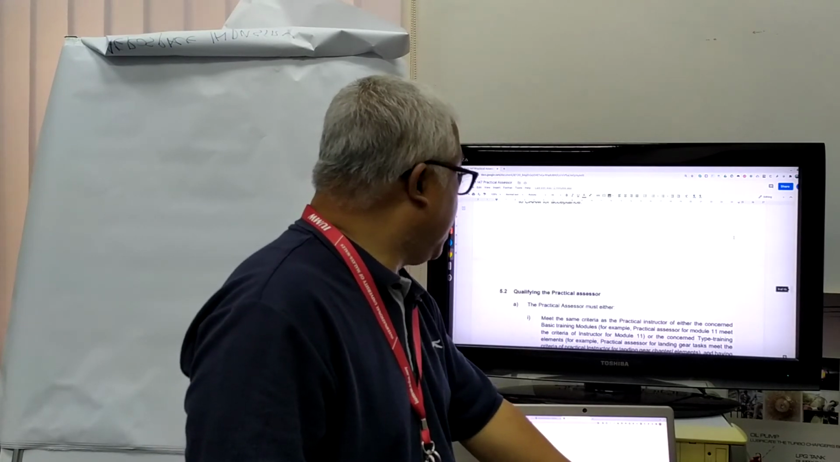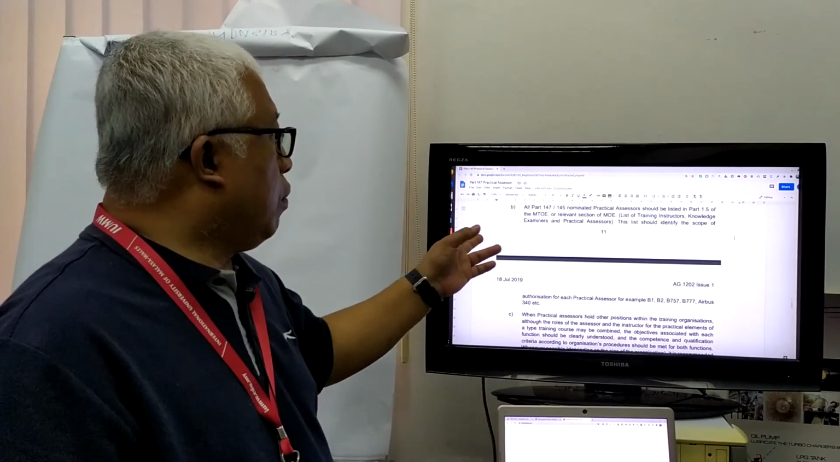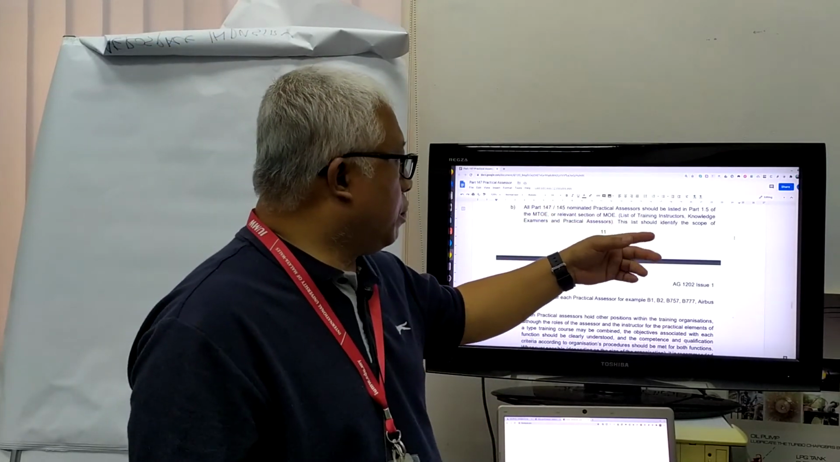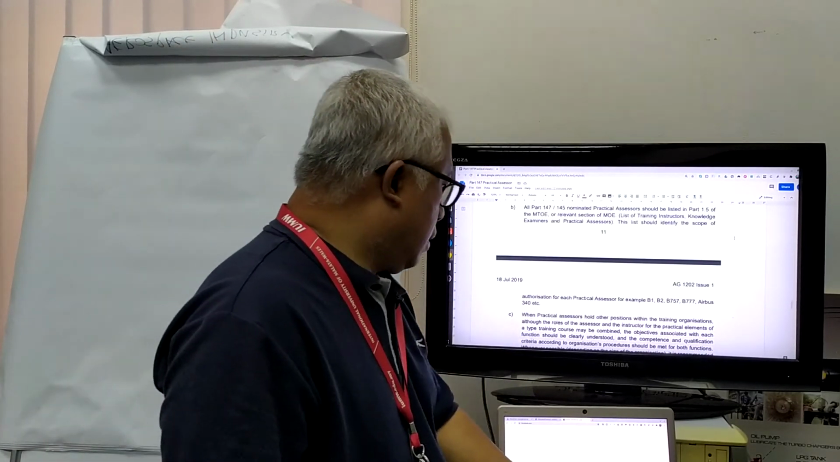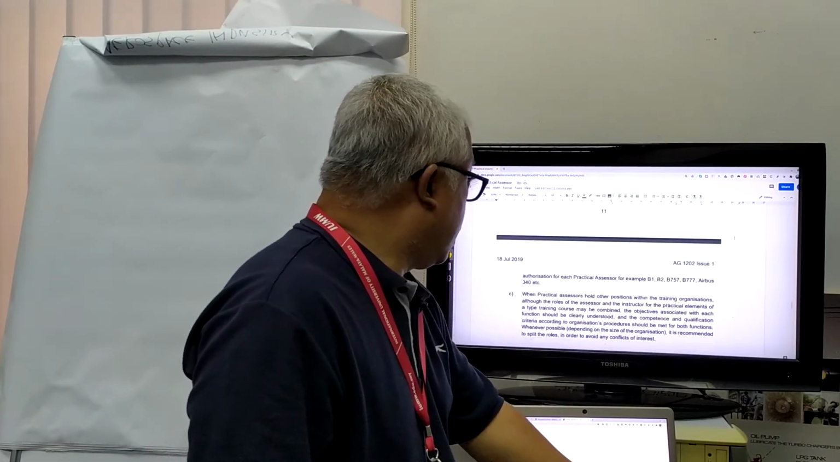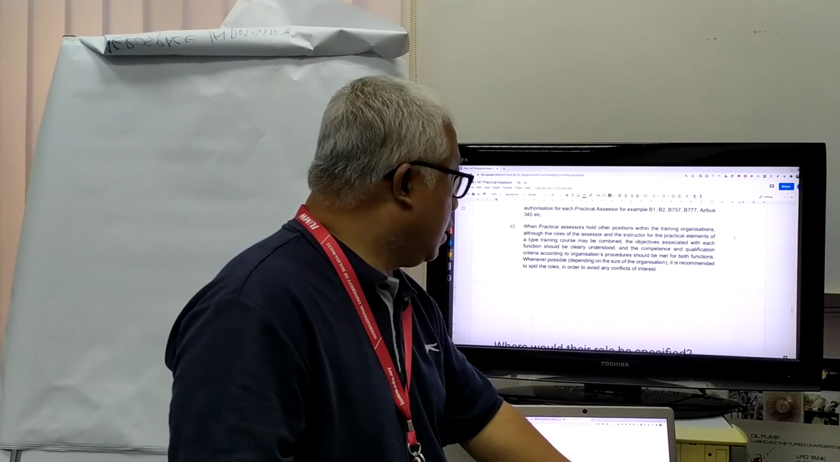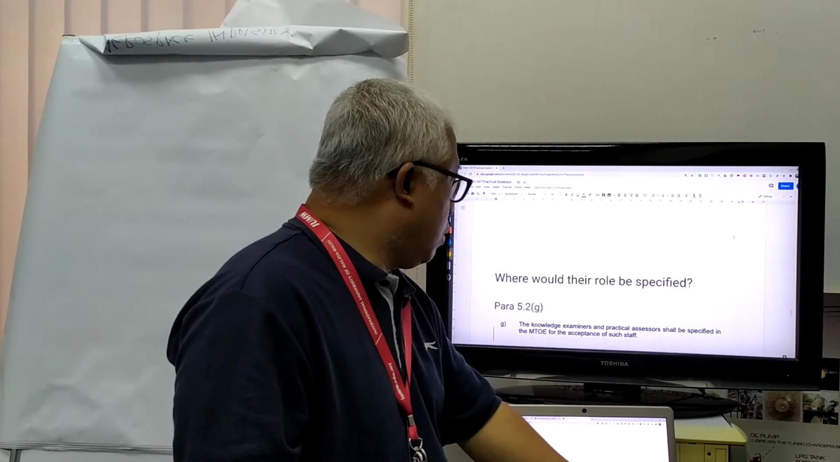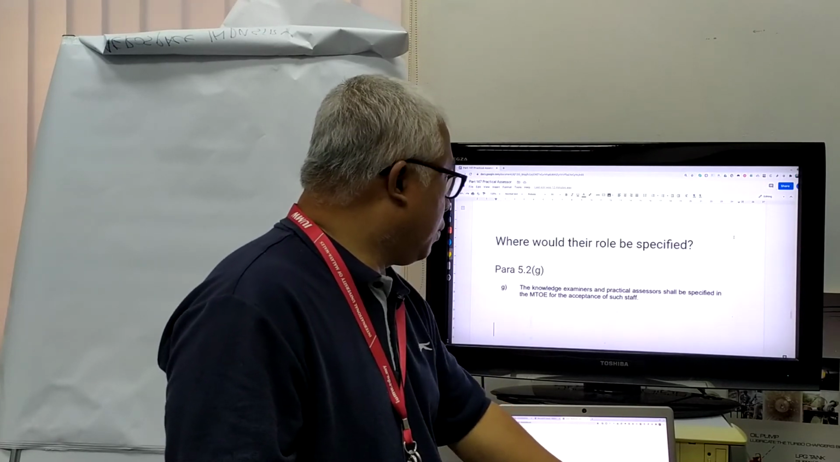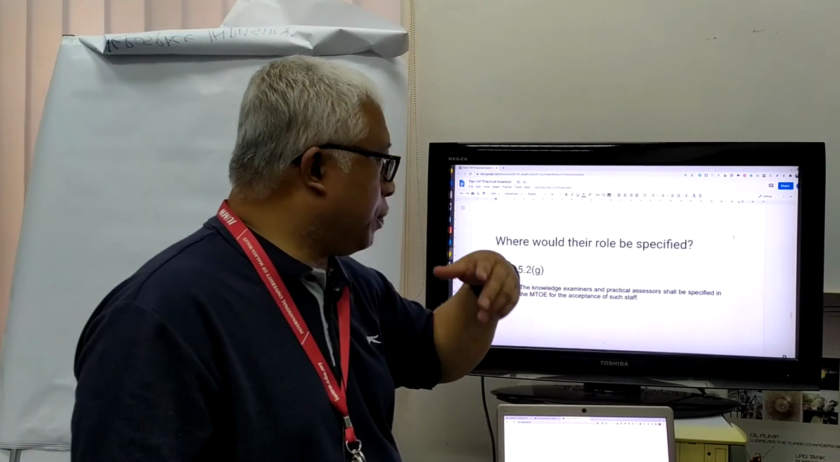And B, all 147, 145 nominated practical assessors should be listed in the MTOE. Then to be detailed, you have to go to AG 1202. So what would be their specific role? Where would their role be specified?